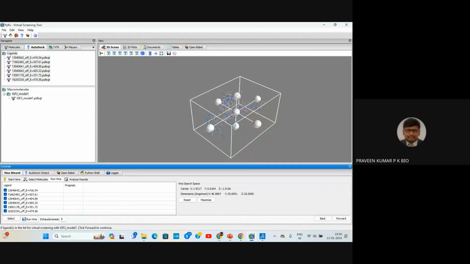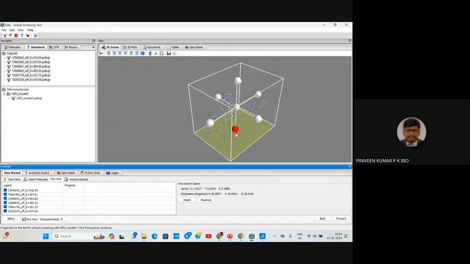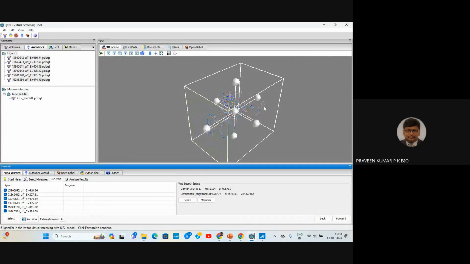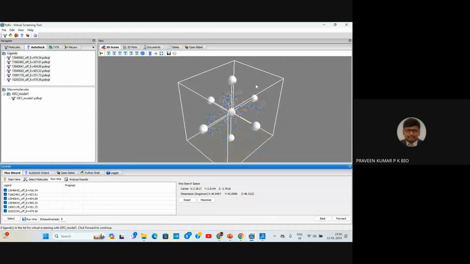This is standard in all these software, not only in the visualizers but also in the docking visualizers. Now what I'm going to do here is fit the entire protein in this cubical grid box. I've enclosed the entire protein in this cubical grid box. If you have a large grid box, then it takes much time for docking. So I just fit it accordingly.